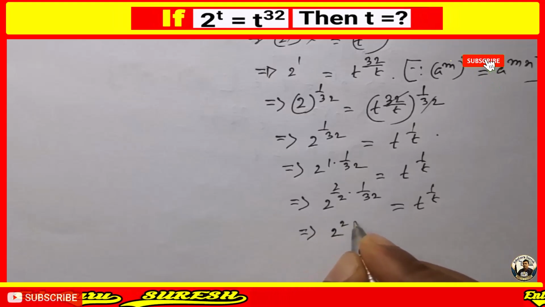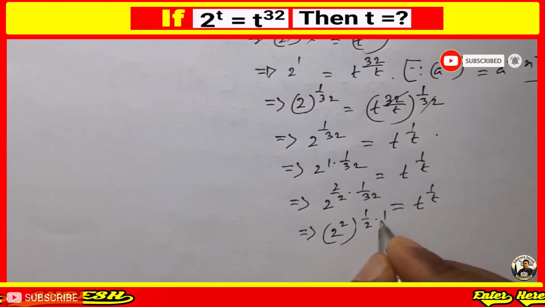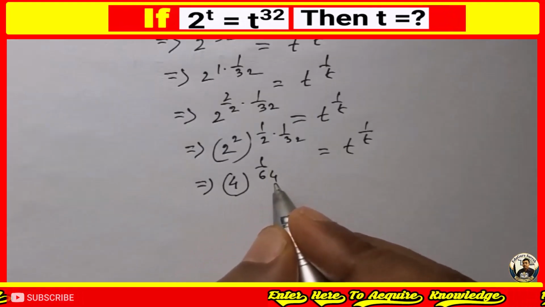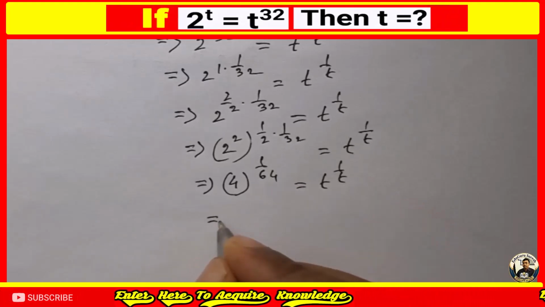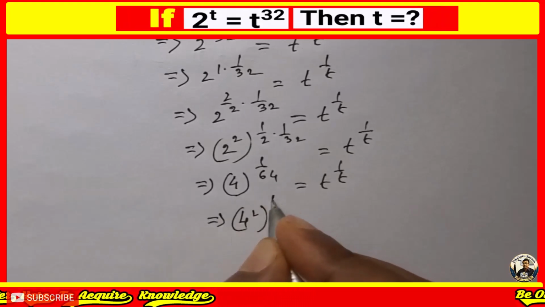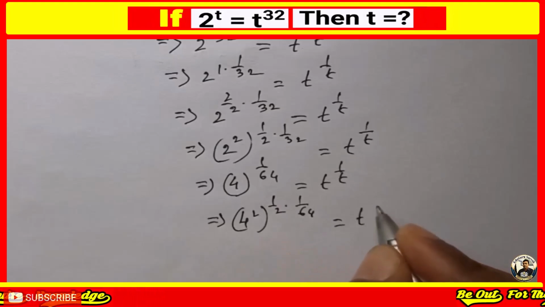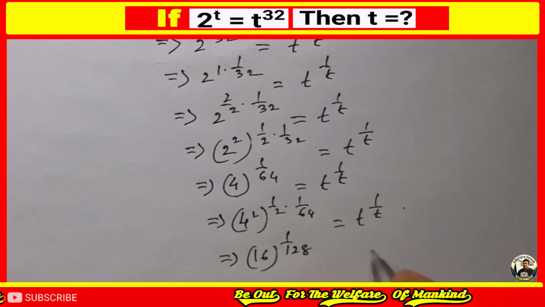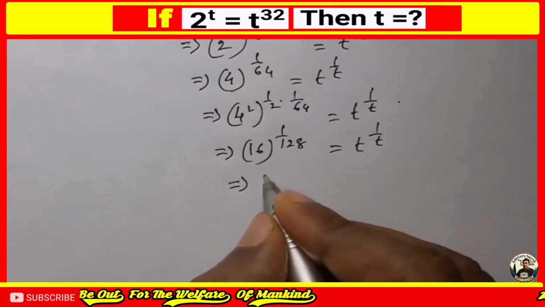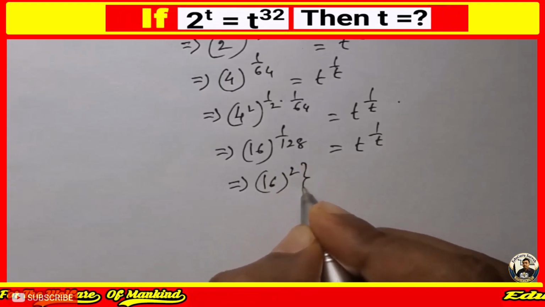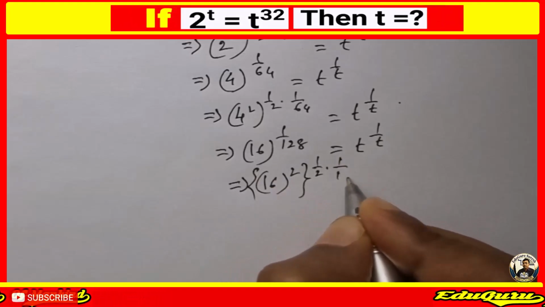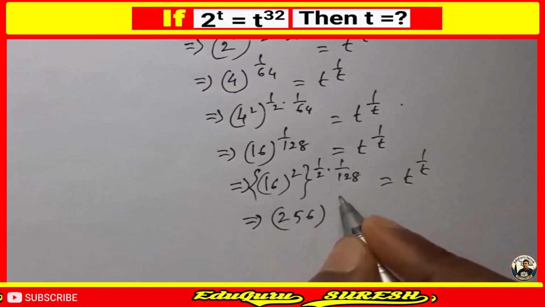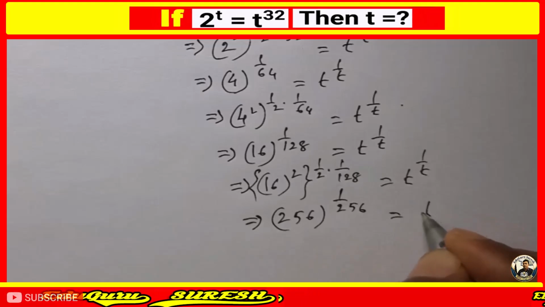or (2^2)^(1/2 × 1/32) = t^(1/t), or 4^(1/64) = t^(1/t), or (4^2)^(1/2 × 1/64) = t^(1/t), or 16^(1/128) = t^(1/t), or (16^2)^(1/2 × 1/128) = t^(1/t), or 256^(1/256) = t^(1/t).